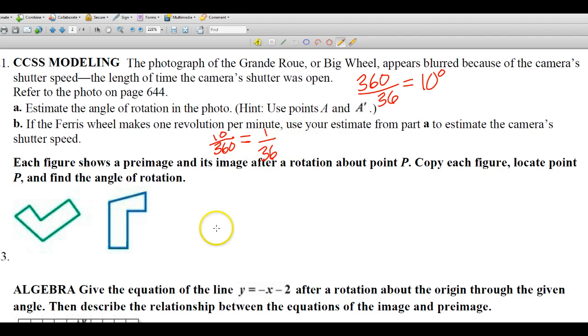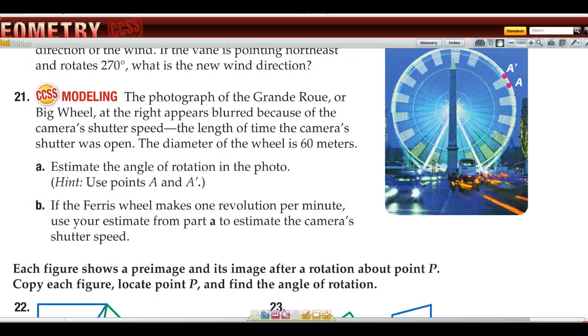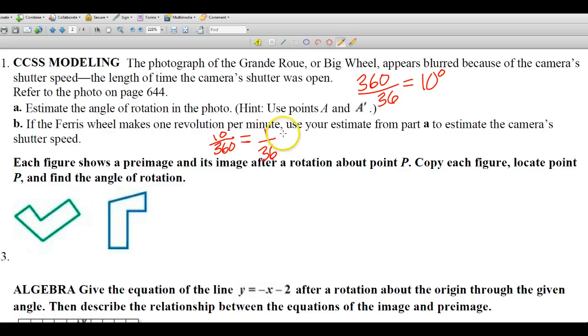So in our diagram, once again, from here to here, that would be 1/36 of the entire revolution. So if the entire revolution is 60 seconds, then we want 1/36 of 60 seconds. So 1 divided by 36 times 60 is approximately 1.7 seconds.